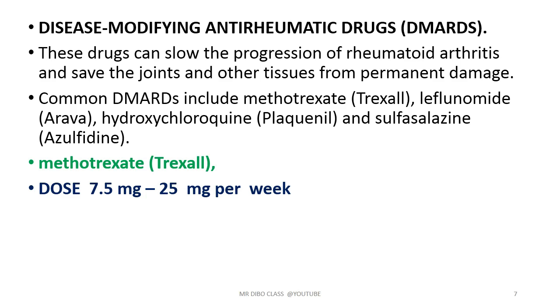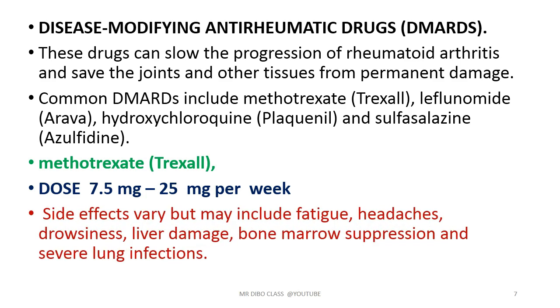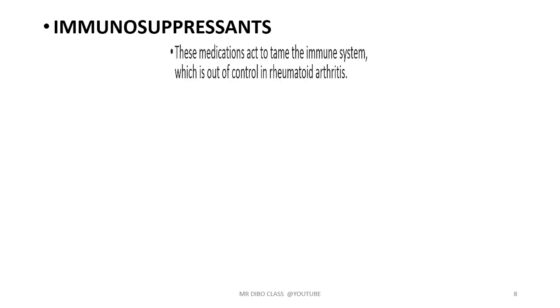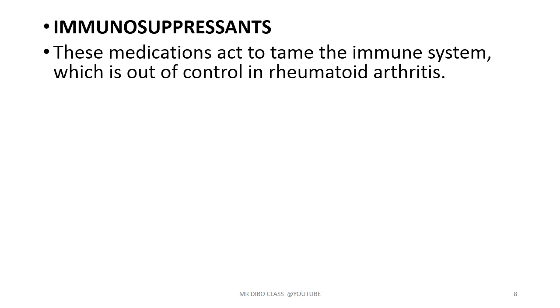Now, the lowest dose you can give is 7.5 milligrams in that particular week, and the highest dose we can go for is 25 milligrams in terms of managing rheumatoid arthritis. Side effects vary, but include things like fatigue, headaches, drowsiness, liver damage, bone marrow suppression, and severe lung infections. Then the other class of drugs we can discuss are immunosuppressants.